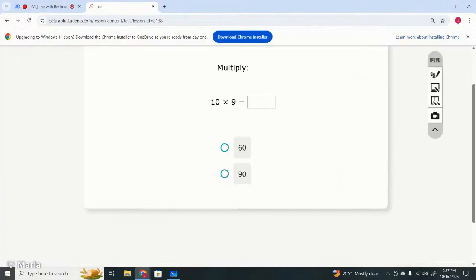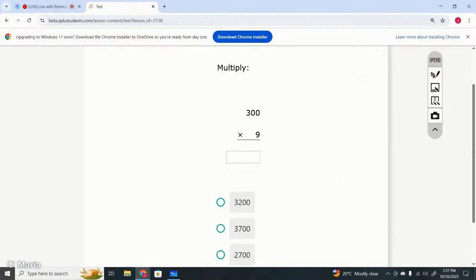10 times 9. That is 90. Option 2 is the correct option. 300 times 9. 9 times 3 is 27. Then you need to add two zeros, so that makes it 2700.